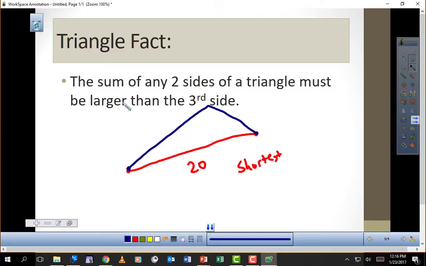If you take a look here, the sum of any two sides of a triangle must be bigger than the third side. Like if I did this here, that might be 16 and that might be 8. 16 and 8 must be bigger than 20. And if you look at this side, if you add these two sides, it must be bigger than that one. And vice versa. These two must be bigger than 16. So that happens on any triangle. It's called the triangle inequality theorem or whatever.